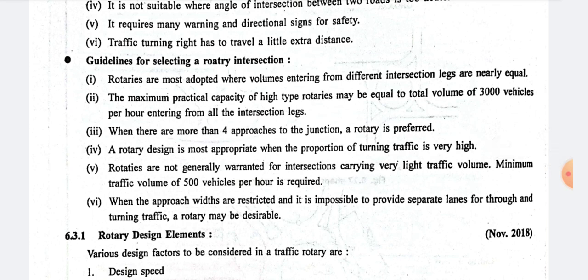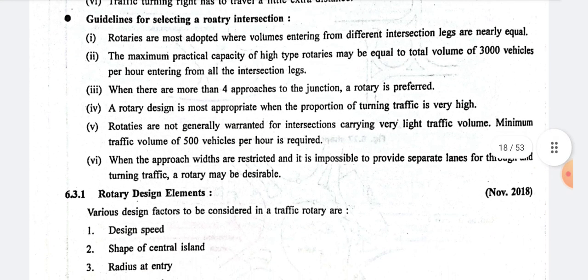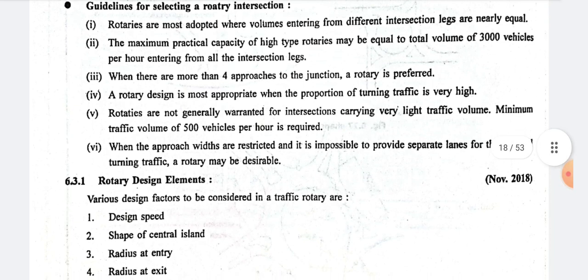Now next point is the guideline for selecting a rotary intersection. So rotaries are most adopted where volumes entering from the different intersection legs are nearly equal. The maximum practical capacity of a high type rotary may be equal to a total volume of 3000 vehicles per hour entering from all the intersection legs.